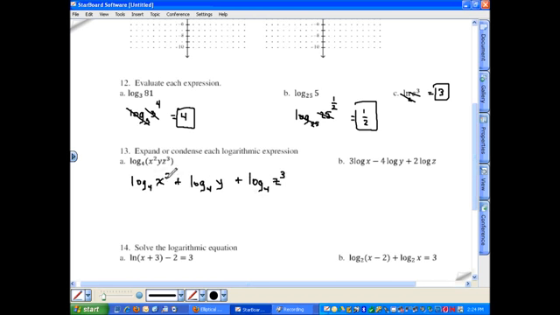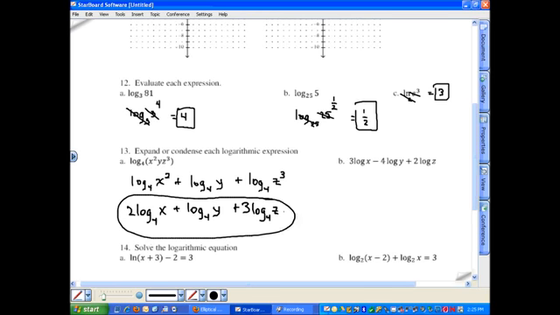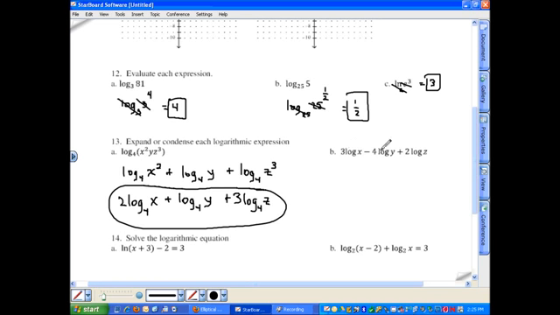Now there was another property we learned called the power property. If you're taking the logarithm of an expression that has an exponent, then the exponent can come down to the front of each logarithm. So it's going to be 2 log base 4 of x plus log base 4 of y plus 3 times log base 4 of z. Now when we have multiple logarithms, we're going to condense that into a single logarithm using the power property, the quotient property, and the product property.